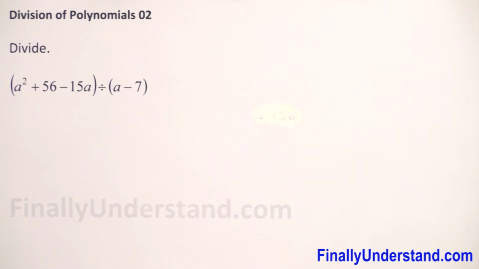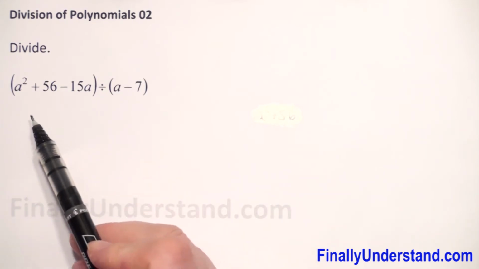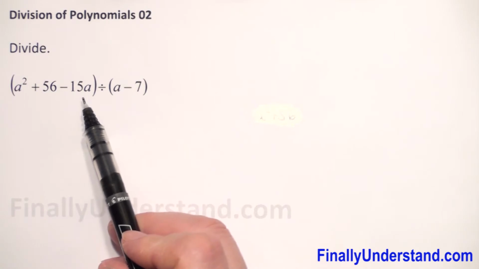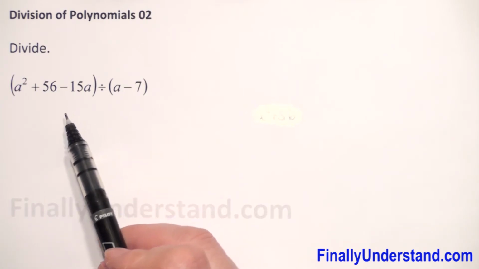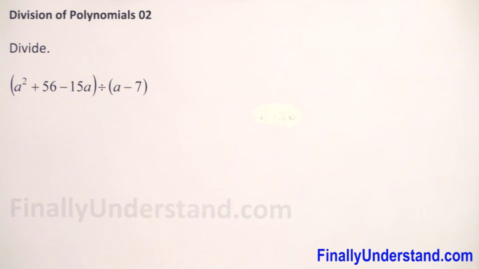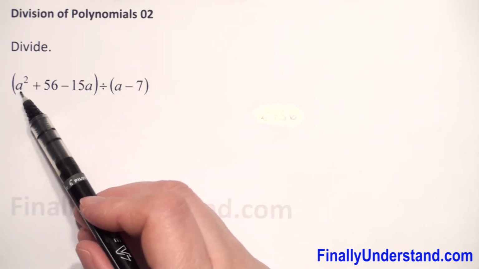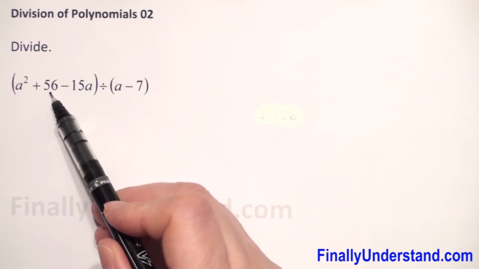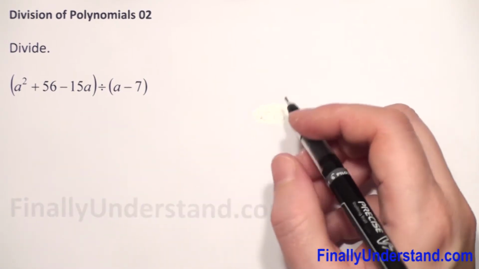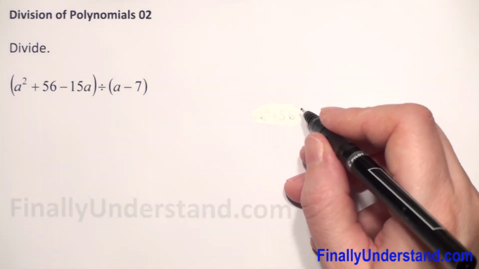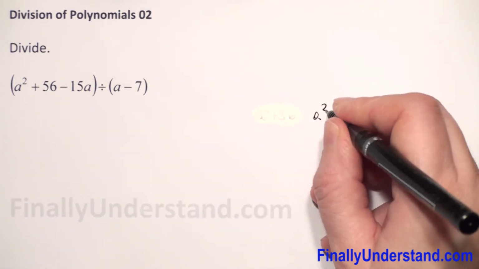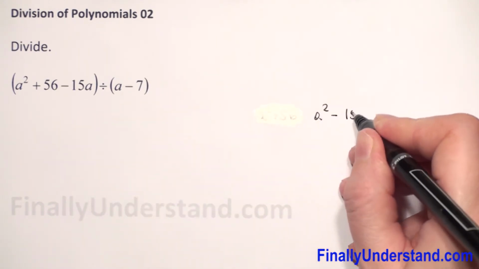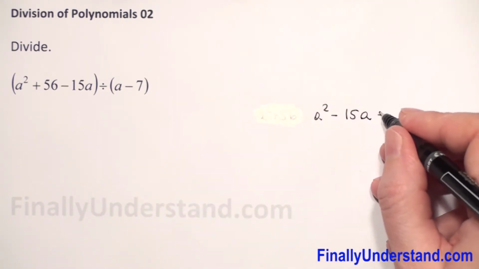We need to have the terms written down with exponents in decreasing order. To make sure we don't make any mistakes, we add in any missing terms with a 0 coefficient. In this example, we have all terms because we have a squared, next is negative 15a, and at the end is 56. So we just write our problem in descending order. We have a squared, next will be negative 15a, and at the end we have 56.